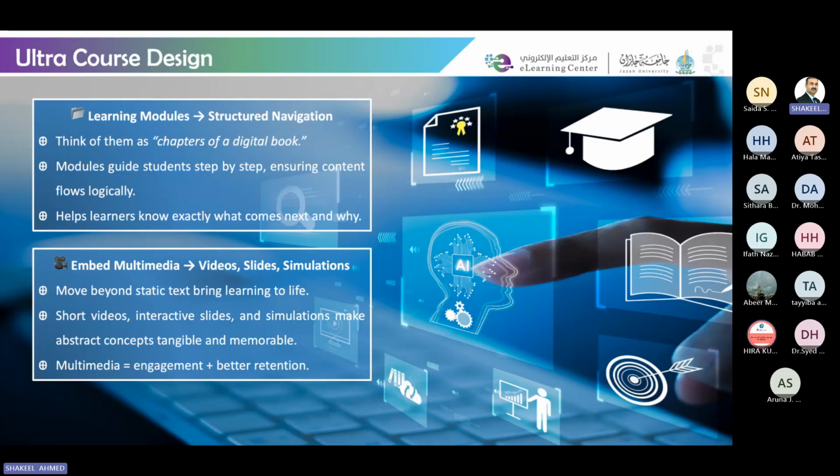Next is using multimedia. Instead of long text, you can add videos, slides, and simple activities. So this helps bring the content to life. So short videos, because this is the era of short videos. The student wants to understand everything in one minute or less. So short videos and interactive slides make learning easier to understand. They also help students remember the topic better. So by using multimedia, students' engagement definitely improves and things get more interesting for the students. That is what is important for the Ultra course design.